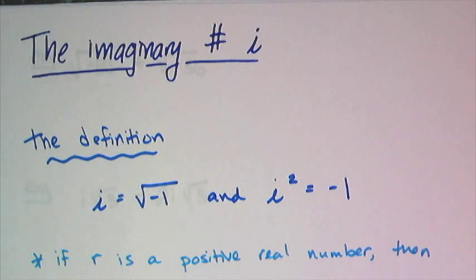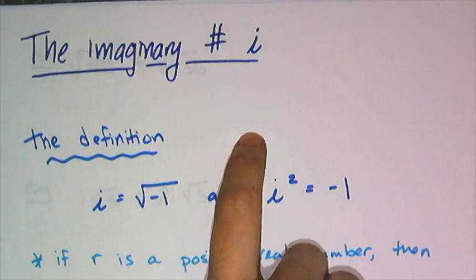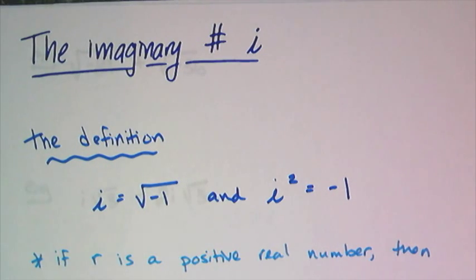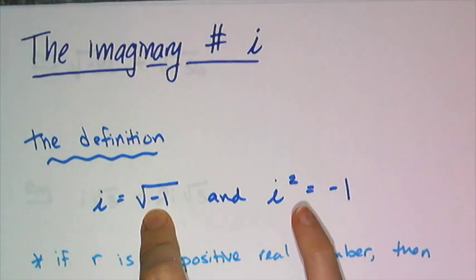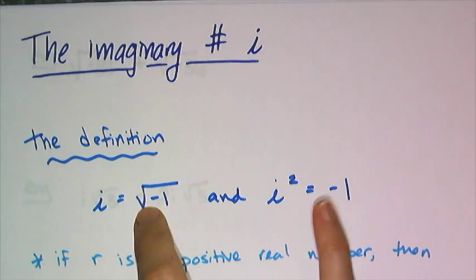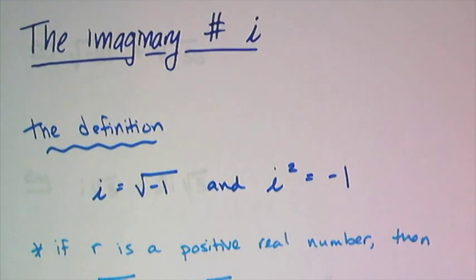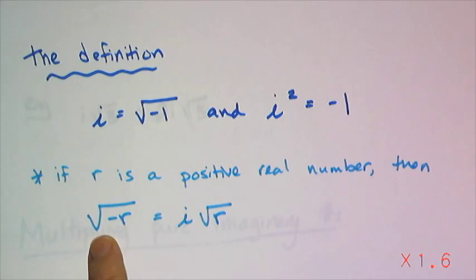Hello, Algebra 2. In this video, we're going to talk about the imaginary number i, and we will start off with the definition. i has been defined as the square root of -1, and i squared is equal to -1. Those two are both parts of the definition. And if r is a positive real number, then the square root of -r is i root r.